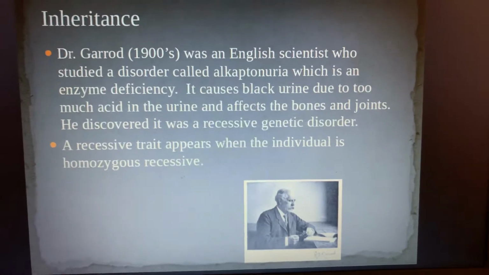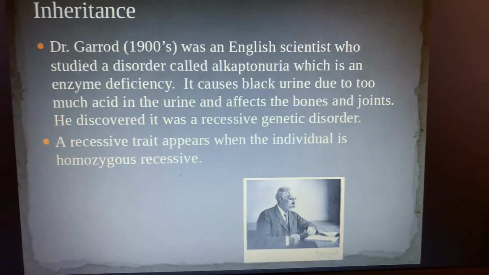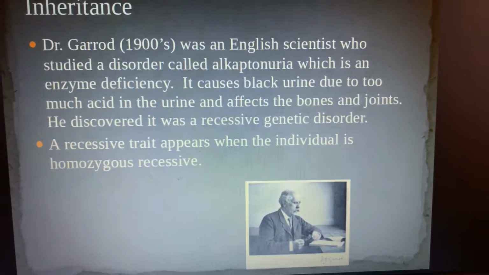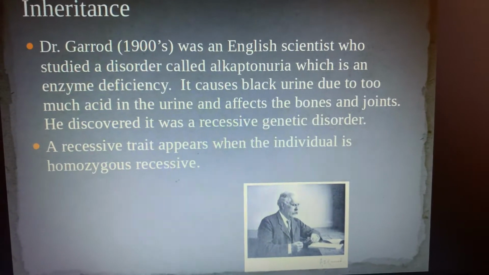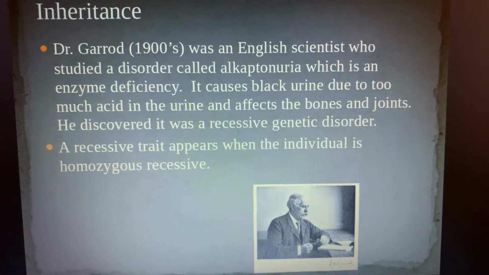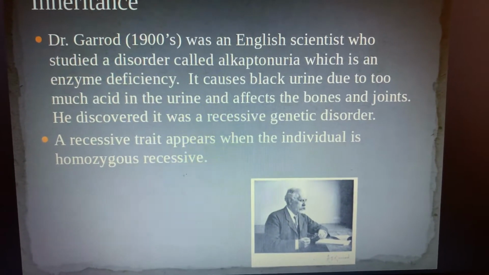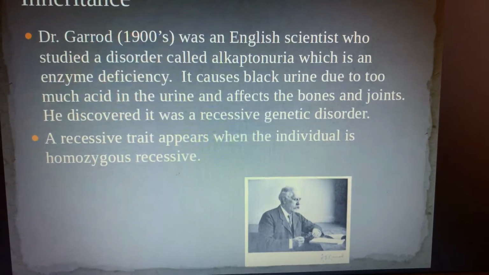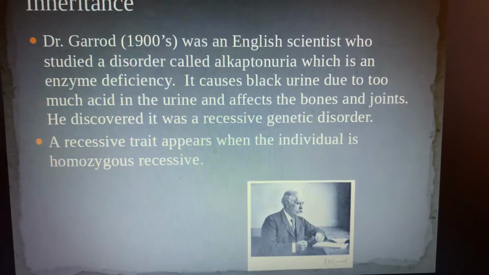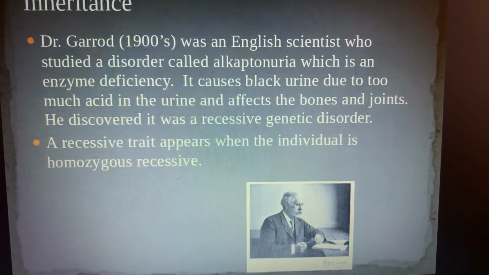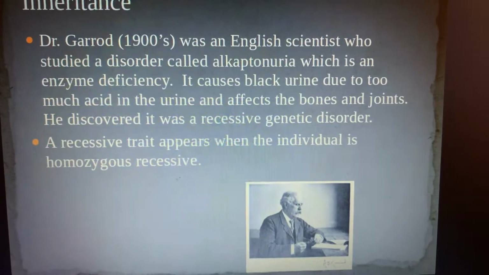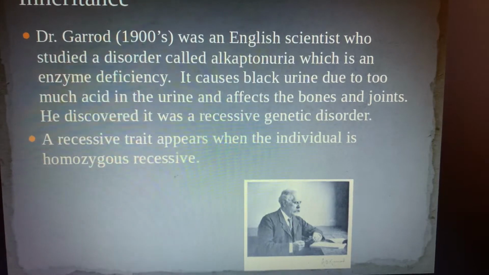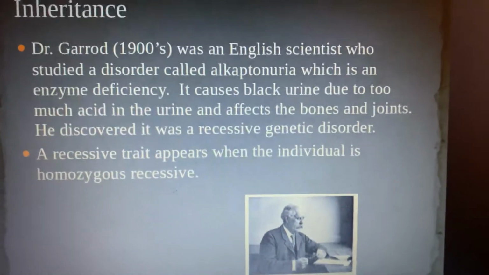When you have a buildup of acid in the bloodstream, you get black urine, and that sounds really awful, doesn't it? And also your joints and your bones ache, sort of like you have arthritis. It's all due to your body not producing enough of the enzyme that breaks down acid. It's a recessive trait, so if the individual has this particular disorder, then of course they're homozygous recessive.